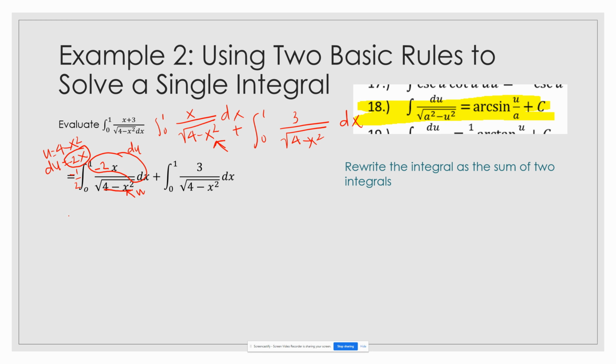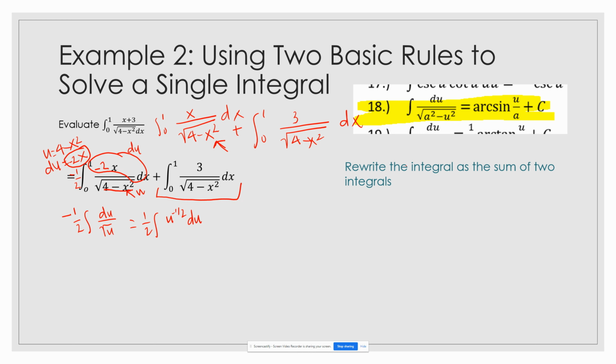So that allows me to solve this out, saying negative 1/2 times du over the square root of u, which is the same thing as negative 1/2 times u to the negative 1/2 du. And then I can integrate this by increasing the exponent by one. So increasing by 1, this becomes positive 1/2 because negative 1/2 plus 1 is positive 1/2. And then you divide by positive 1/2, which is the same thing as multiplying by 2. So that's going to be the power rule piece of it.